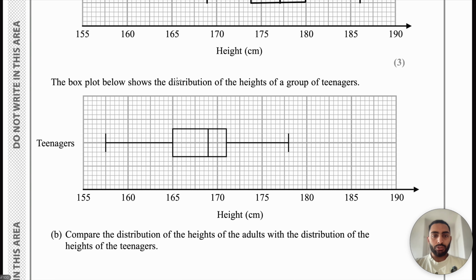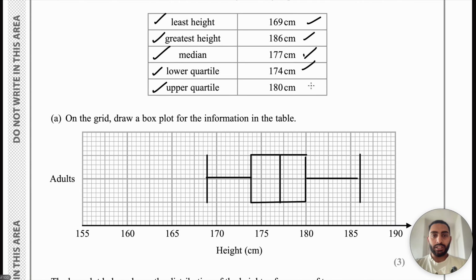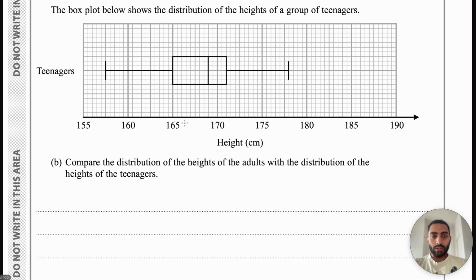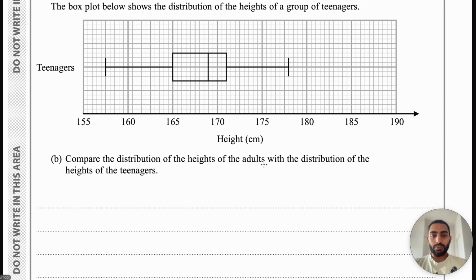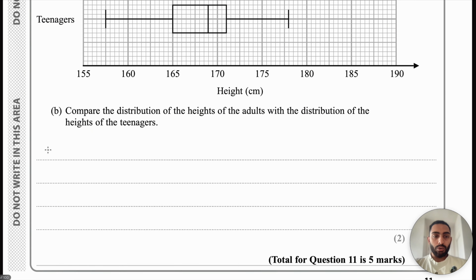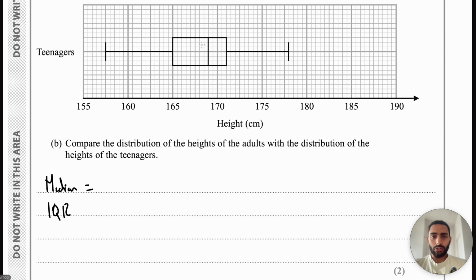The box plot below shows the distribution of the heights of a group of teenagers. The first part was talking about a group of adults. So the teenagers look like this. Compare the distribution of the heights of the adults with the distribution of the heights of the teenagers. There's 2 things that we can compare. We normally look at the median, and either we can look at the range or the interquartile range. So the median is quite easy. We just need to look at the median value, the value that's in the middle of this box. The median of the teenagers, it's 2 back from 170, so that value would be 169.